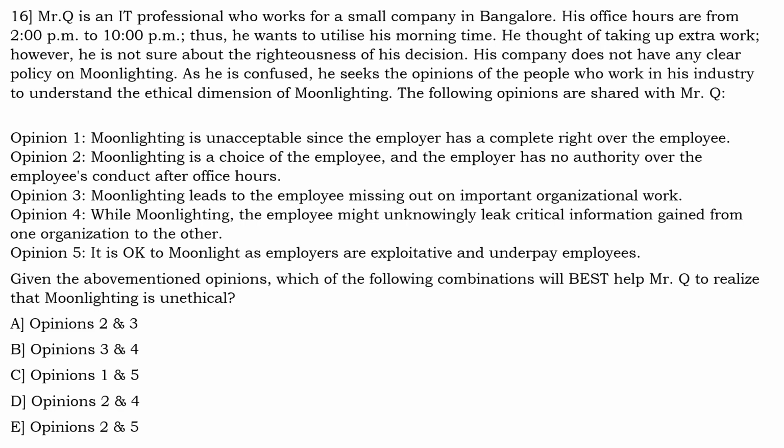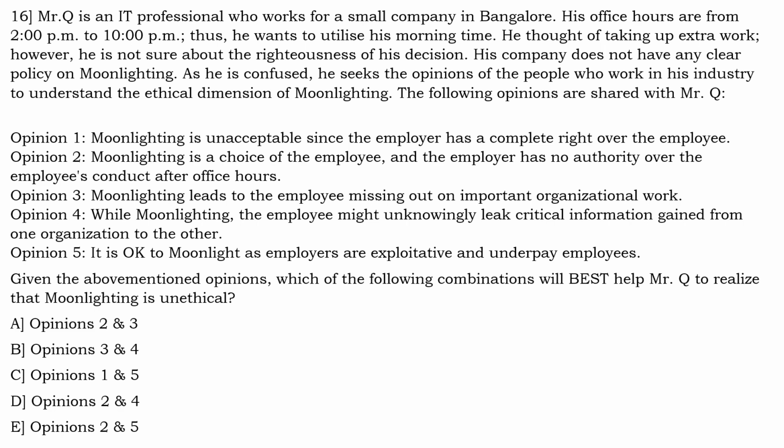Okay, so this question is talking about a scenario where Mr. Q, who is an IT professional, has some spare time in his hands because his working hours are only from 2 p.m. to 10 p.m. So he has some time in the morning and he wants to utilize it by working for another company. But he is in an ethical dilemma because he doesn't know whether this is correct or not, and he is not able to decide.